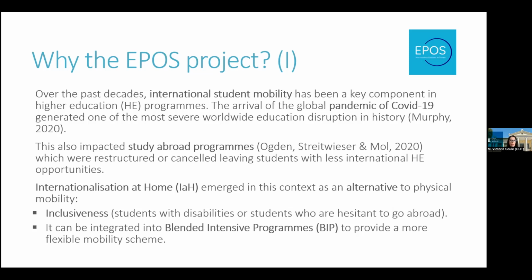And internationalization at home can be integrated into blended intensive programs, BIP or BIP, to provide a more flexible mobility scheme. This kind of programs are a new format of the Erasmus Plus mobility scheme, which combines online teaching with a short period of physical mobility.